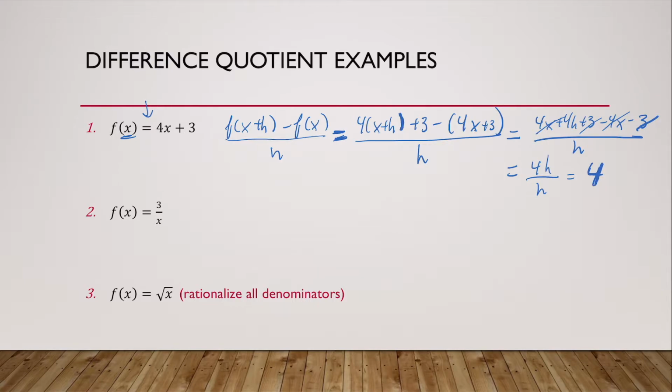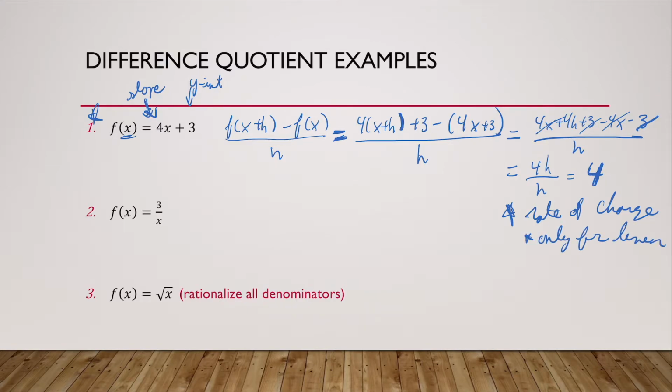Well, remember that this is a linear equation. So this is my slope, right? It's in y equals mx plus b form, and this is my y-intercept. So the difference quotient, when it comes to linear equations, you might have called the rate of change, which is just the slope. Now this only works for linear equations, but I just wanted to let you know that you have seen this before, so that's pretty cool.